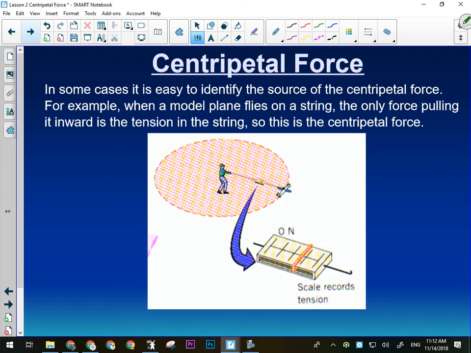All right, so like you said, in some cases it's easy to identify the centripetal force because you can see it. If there's a rope attached to something, you know that's the tension in the rope. But if it's something orbiting something else, well, that might be a little tougher. That might be gravity. If it's a car going around a corner, we don't necessarily see the friction, but it's there. It gets trickier when we're talking about electric forces and magnetic forces.